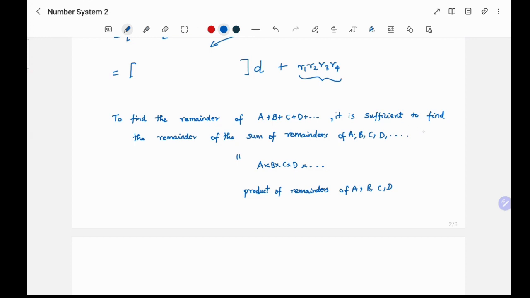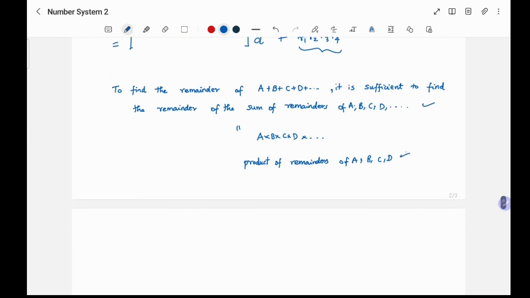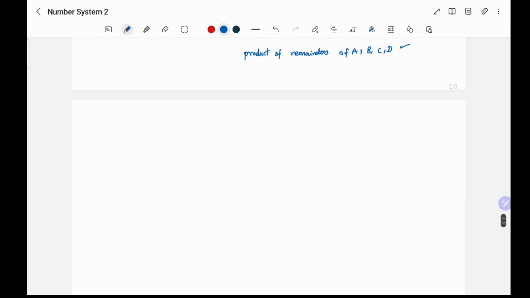So I already gave an example for the first case. I'll give an example for the second case also. Let's say we want to find 1 into 2 into 3 into 4 when divided by 7. I'm taking a simple example. So it is just 6 into 4, which is 24. So 24 divided by 7: 3 times is 21, we have 3 left. So the remainder is 3.